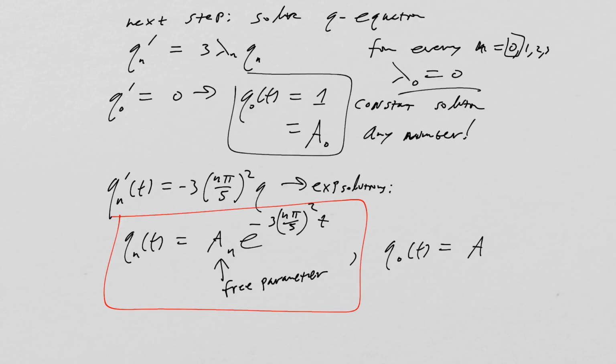We should write that one again. That'll be just A0. All right, so there we go. And this is true for, again, n equal to 0, 1, 2, 3, up forever. Okay, great. Now let's put this all together. We're going to construct the general solution.